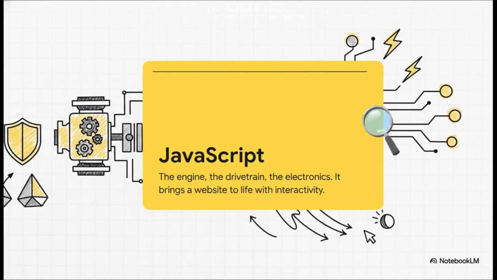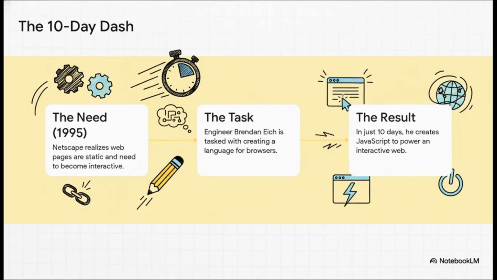You see, JavaScript is the language of behavior. If anything on a web page moves or reacts to you or changes without you having to load a whole new page, you can bet that's JavaScript at work. The story behind JavaScript is just wild. So back in 1995, the browser company Netscape realized that these static, brochure-like pages just weren't cutting it. They needed interactivity. So they gave an engineer named Brendan Eich a basically impossible deadline: create a brand new programming language for the web in just 10 days.